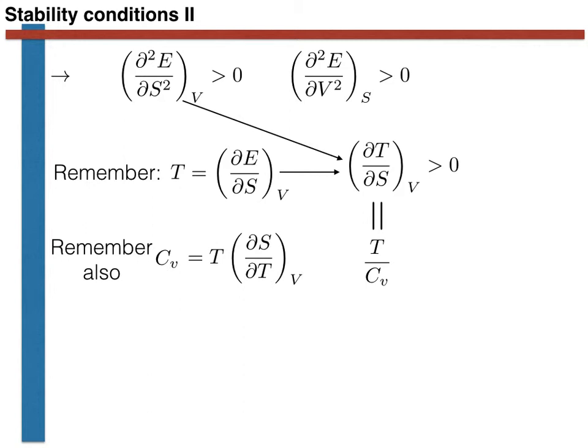We arrive at a final important result once we realize that, except in some extremely special cases, temperature is positive. Hence, for T divided by CV to be positive, we must have CV greater than 0. In other words, when you heat something up at constant volume, its internal energy must increase. In addition, if you heat something up at constant volume, its entropy will increase.